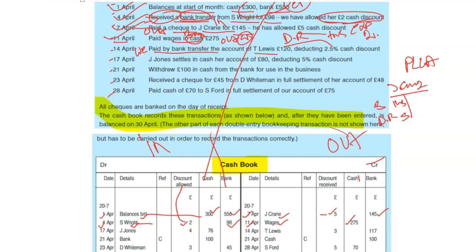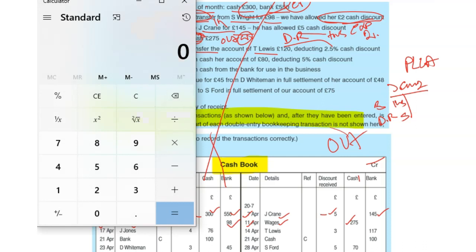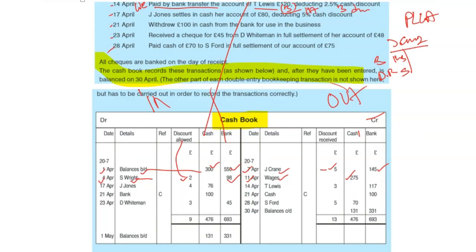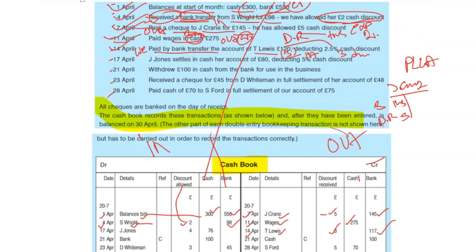So let's do some working, taking the calculator on screen. 120 times 2.5%. You get 3. 3 is the discount, and if you deduct 3 from the whole amount, 117 we have paid. Look at the screen here. On 14th of April, T. Lewis, on the credit side of your bank, 117 paid and discount received £3. That's how you record it.